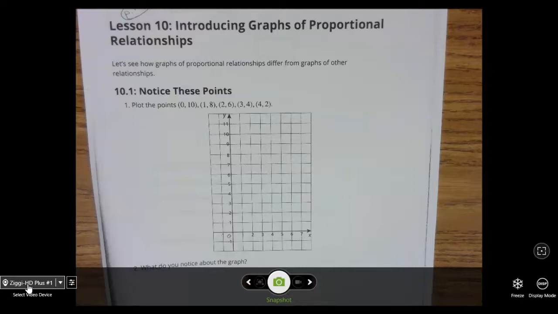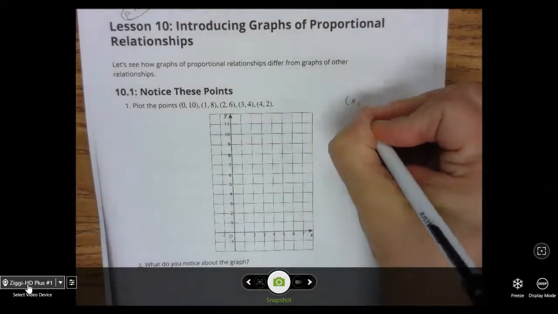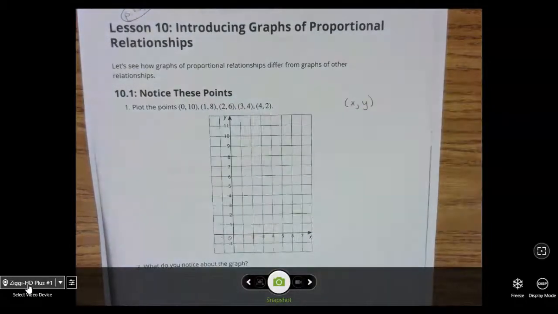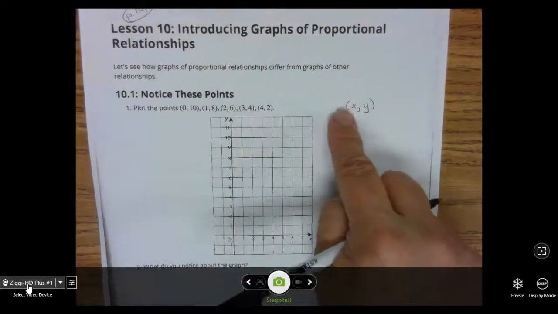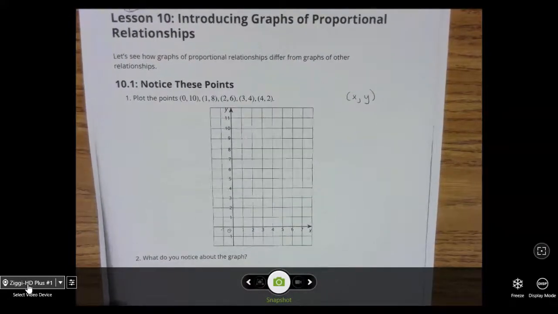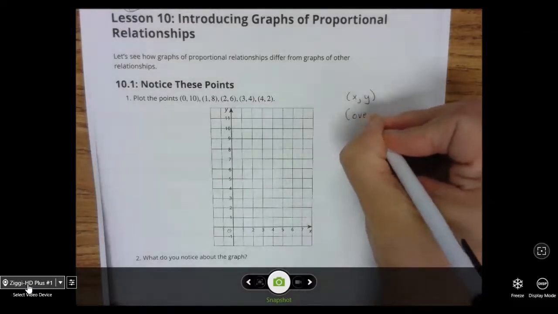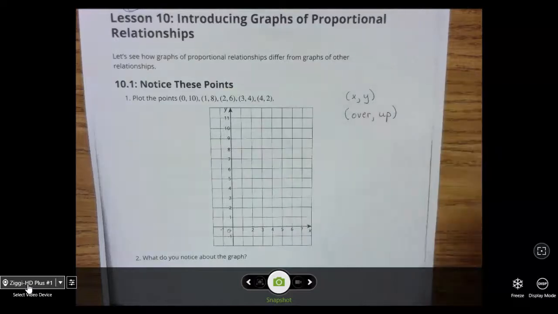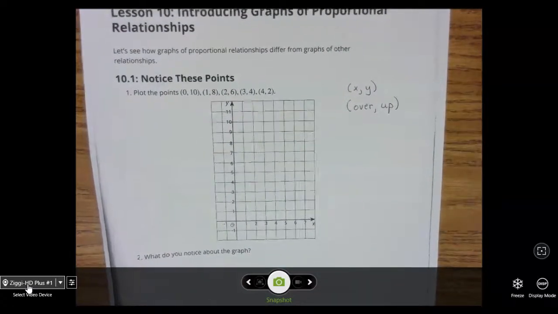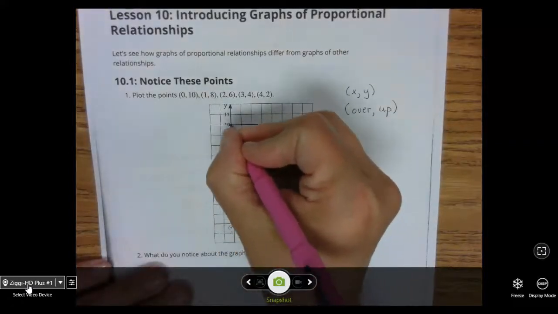So the first one says plot the points (0, 10), (1, 8), (2, 6). These are called ordered pairs, and they're always an X and a Y pair. So you have your input and then you have your output, whatever you put into the equation. So (0, 10), the XY says we're going to go over and then up. So (0, 10) would be right here.